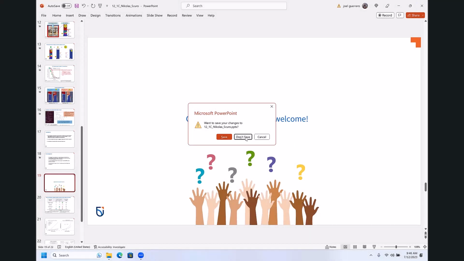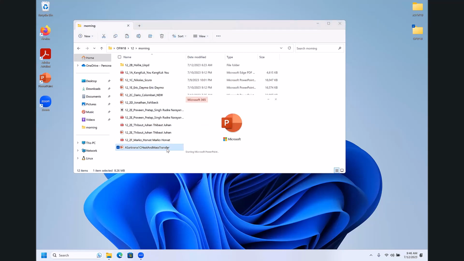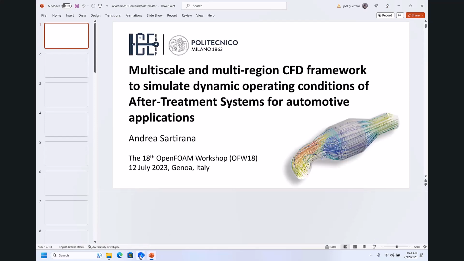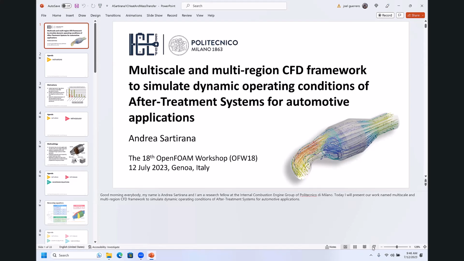Okay, so our last speaker is Andrea Sartirana, right? That will be talking about multiscale multi-region framework to simulate dynamic operating condition of a treatment system for automotive applications, right? So Yeah. Catalyzer kind of thing? Catalyzer kind of thing? Yeah, we got it. Okay, thank you.